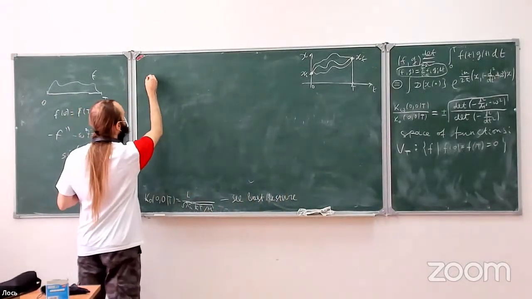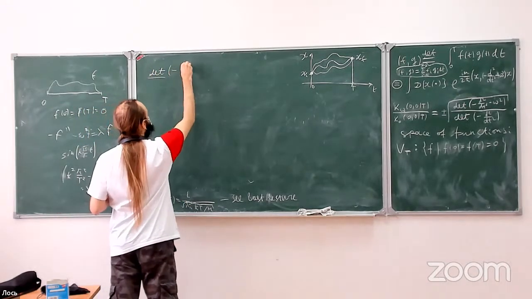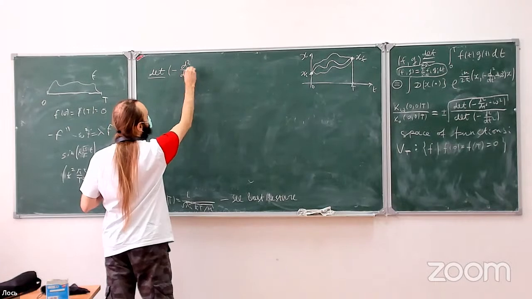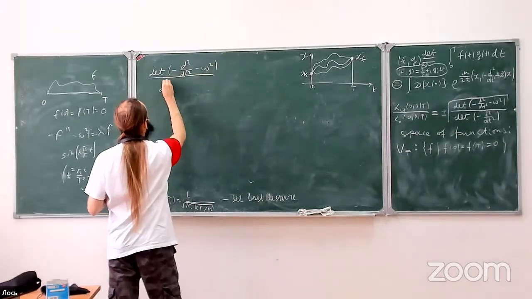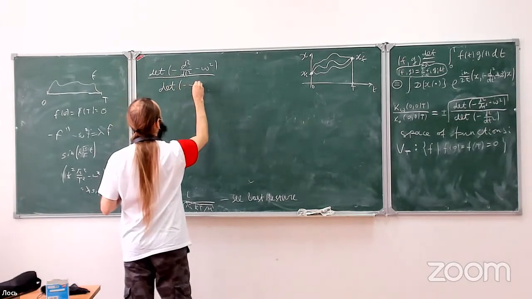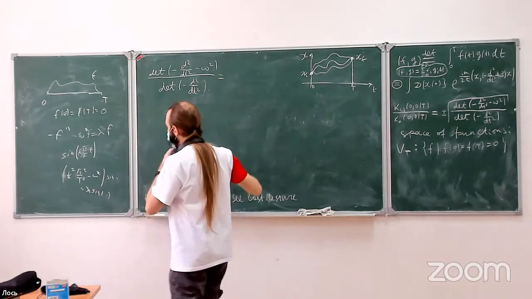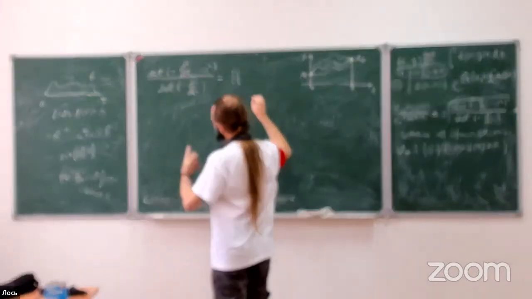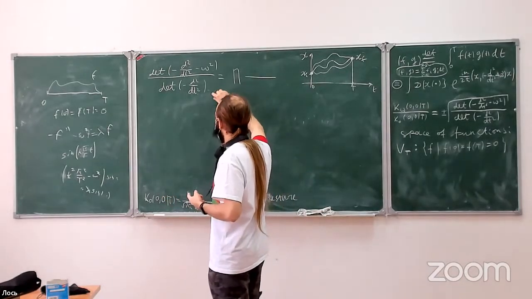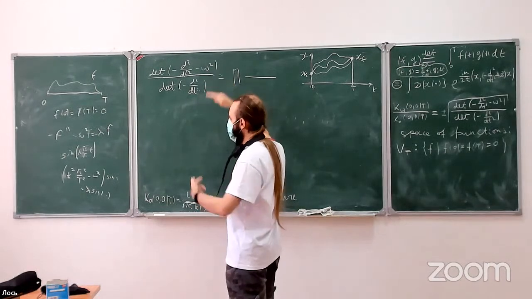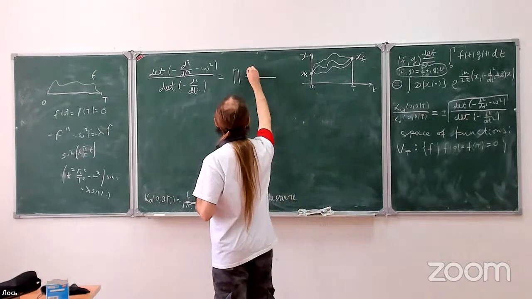Okay, so the ratio of these two determinants, minus d squared over t squared minus omega squared over determinant minus d squared over t squared, equals the product of. So there are actually two infinite products, but thanks to this determinant, I can combine them into a single one.